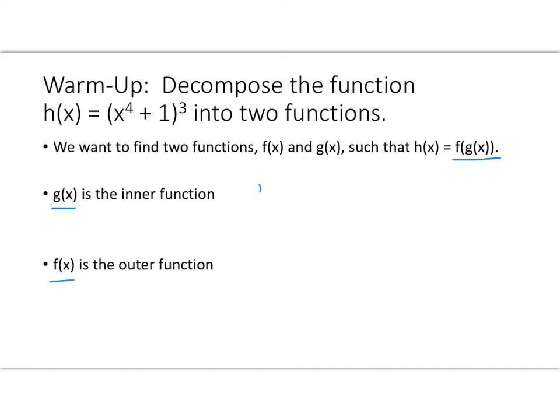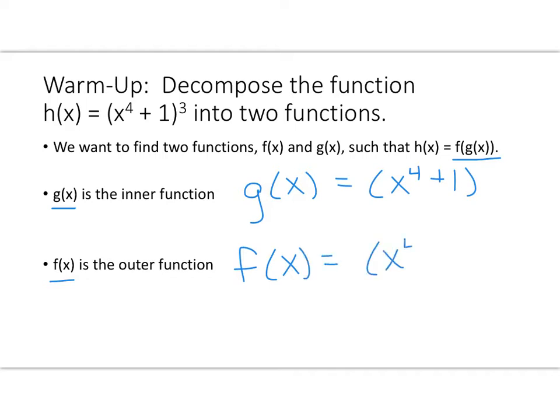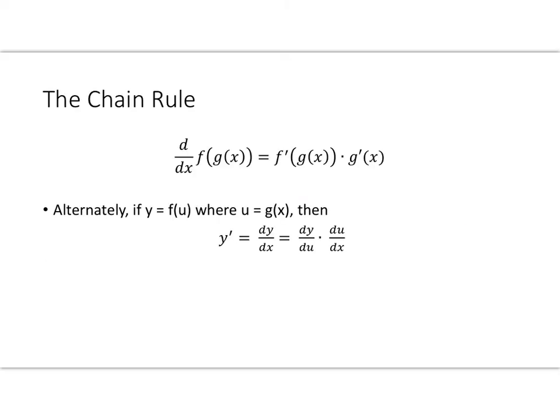So in this case, I could say g of x is equal to x to the fourth plus 1, and then f of x would say take that function, the x to the fourth plus 1, and cube it, right? So that's going to be my f of g of x. So in this case, the function f of x is just x to the third. So we have to have that same kind of thinking when we do what's called the chain rule.